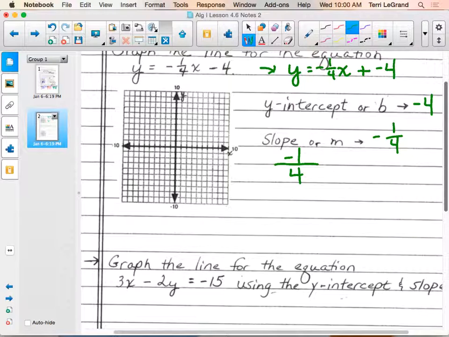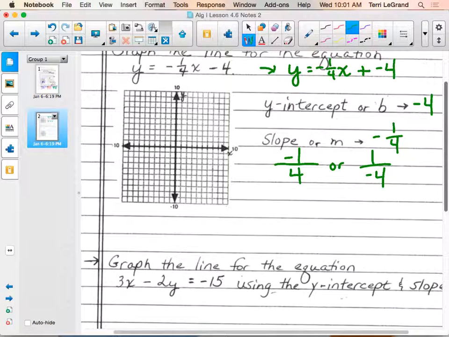So if you have a negative slope, either the rise or the run has to be negative, but they both can't be, right? Or, if we make the rise positive, then what would the run be? Negative. So we have the choice of going down 1 and right 4, or we can go up 1 and left 4. So we have both choices for when we use slope to get our other points.